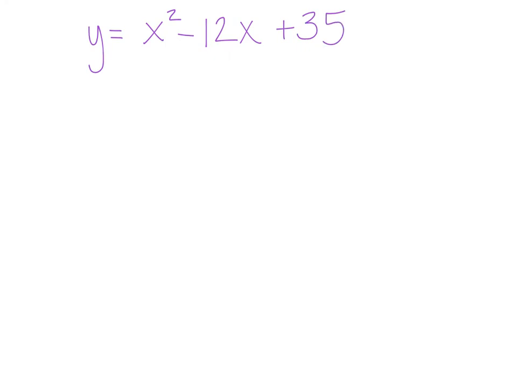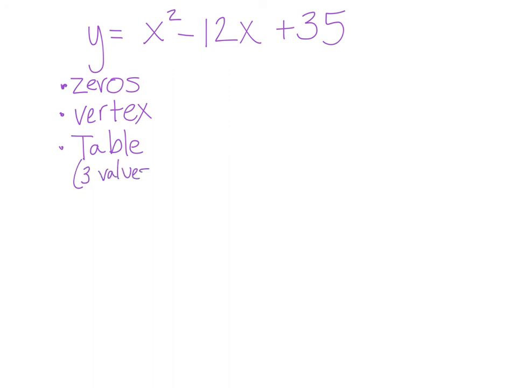So things that I'm going to want to see when you graph this, okay? You don't even have to graph at all, but I want you to calculate the zeros. I want you to calculate the vertex and make your little table with those 3 values, a table of 3 values, okay? So just like I did on the previous slide, that's what I want you to do here, okay, just for that problem.